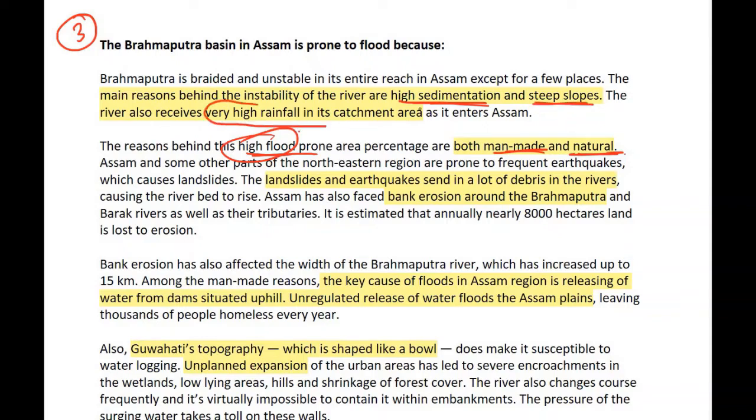Also, very high rainfall is received in the catchment area. So these are the major reasons. Man-made reasons भी हैं, natural reasons भी हैं. We'll see quickly. See the land.